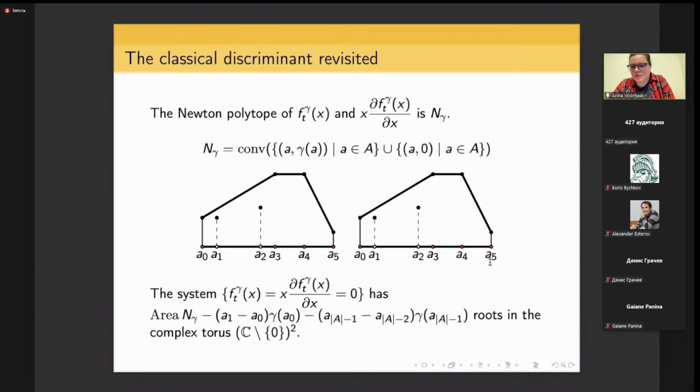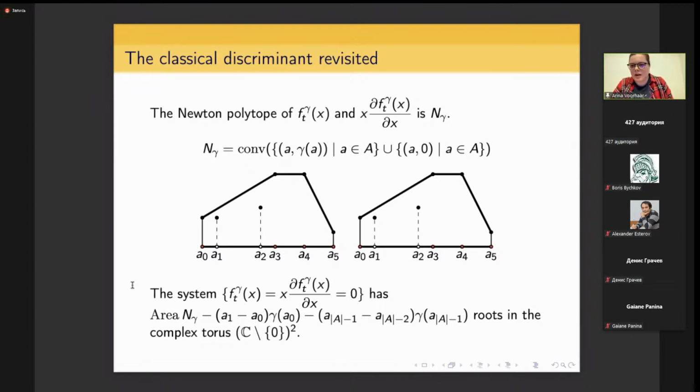But the good news is that those roots that escape the torus can be easily tracked down, and their contribution can be counted. And the good result is that these coefficients do not depend on the shape of gamma. They depend only on the support set A. They depend on the distances from the leftmost point of the support set to the closest point, and from the rightmost point to the closest point.